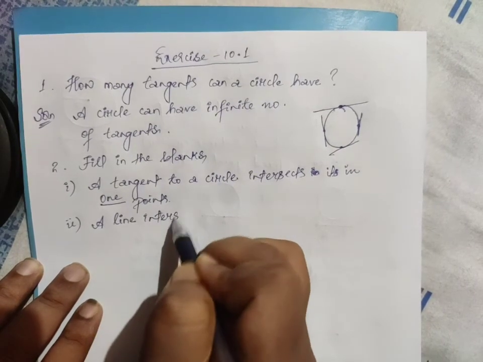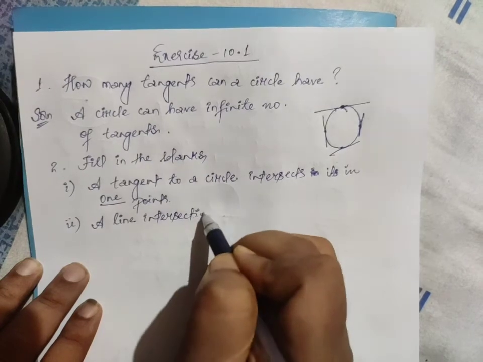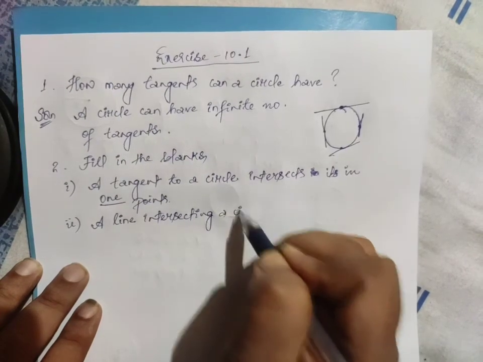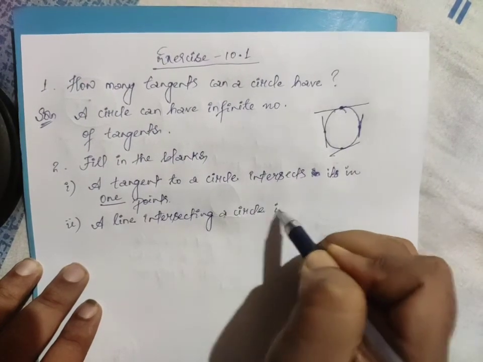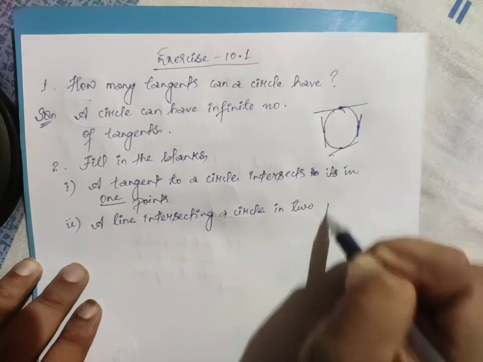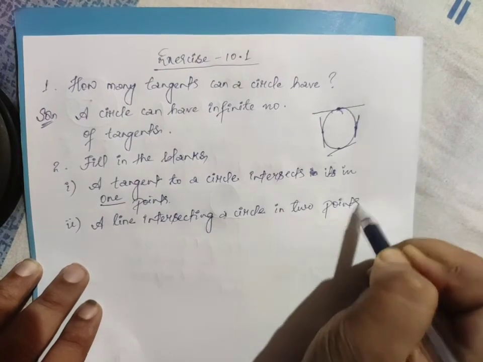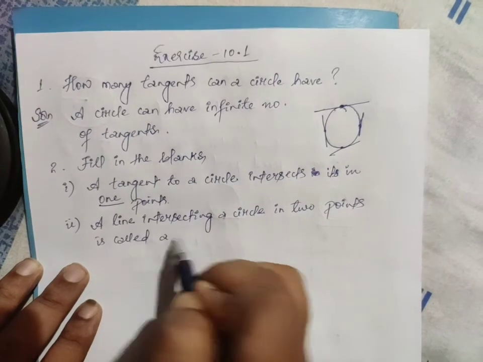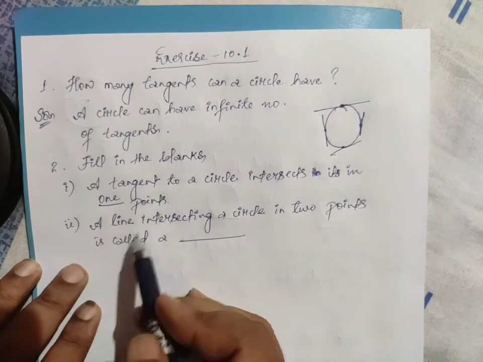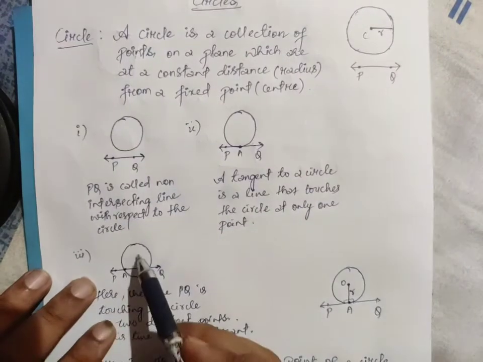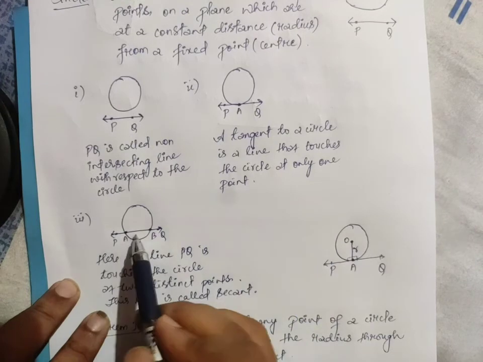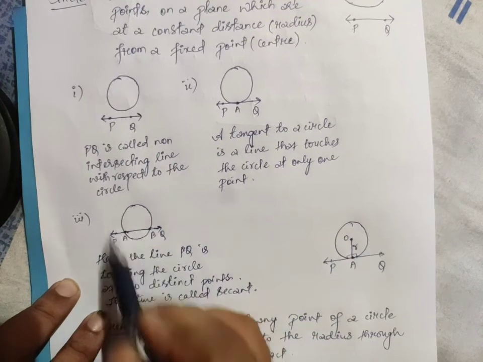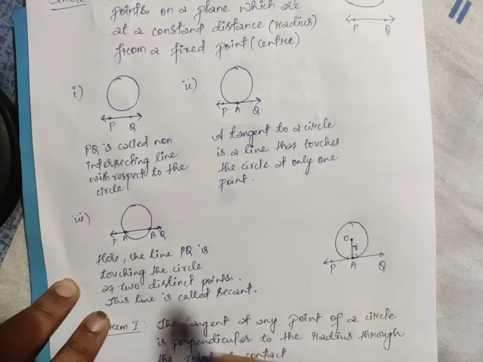Then the second one: a line intersecting a circle in 2 points is called a, what do you call it? I have explained earlier that, as you can see here, you have a circle and this line is intersecting at 2 points, right? So this type of line is called a secant. So the answer is secant.